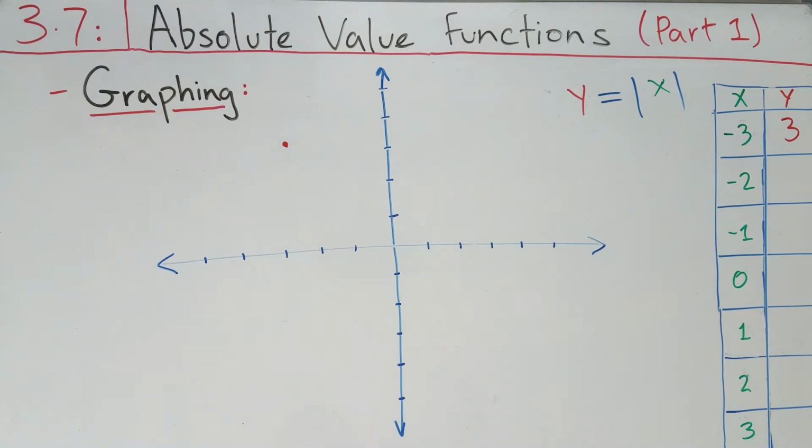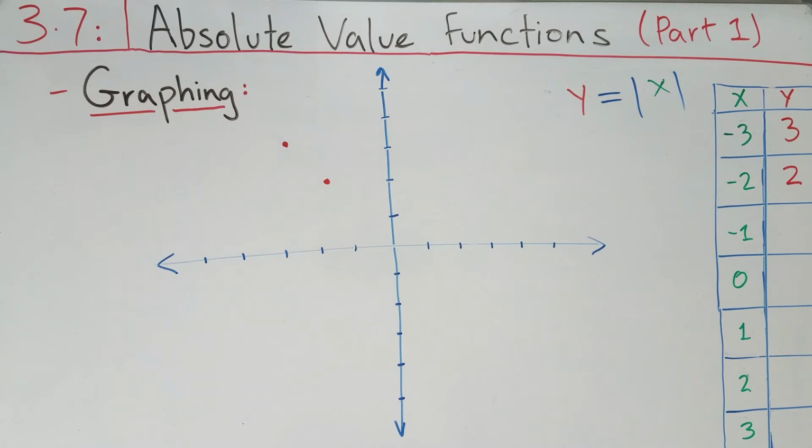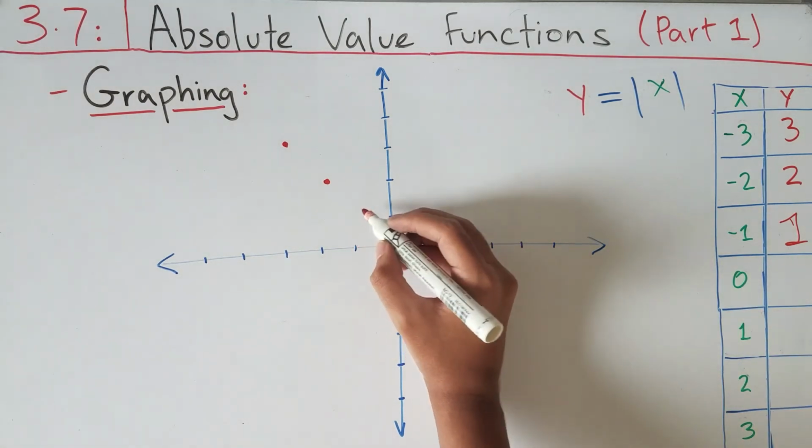Now our second point is negative 2 for x. So when we plug in negative 2, the absolute value of negative 2 is a distance of 2 from 0, so our absolute value of negative 2 will equate to 2. And let's plot this point on the coordinate plane. So negative 2 along the x-axis over here, and then 2 along the y-axis will put our point over here. Our third x-coordinate is negative 1. So when we plug in negative 1 for our x value, what is the absolute value of negative 1? Well, negative 1 is a distance of 1 from 0, so our absolute value of negative 1 will equal positive 1. And when we put that on the coordinate plane, our point will be negative 1, 1. So our point is here, negative 1 along the x-axis and positive 1 along the y-axis.